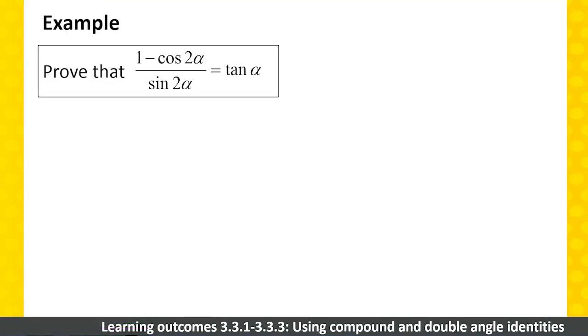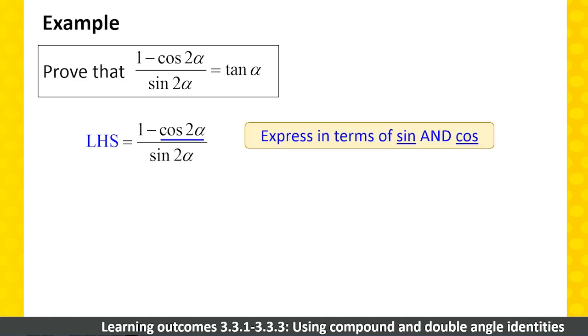Here's the solution to the problem. Prove that 1 minus cos 2 alpha divided by sine 2 alpha equals tan alpha. We'll start with the left-hand side. We know that sine 2 alpha expands to 2 sine alpha multiplied by cos alpha. This means that our expression contains both sine and cos. So, it makes sense for us to express cos 2 alpha in terms of both sine and cosine.